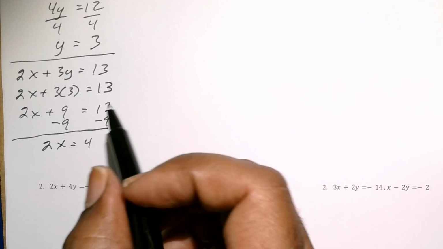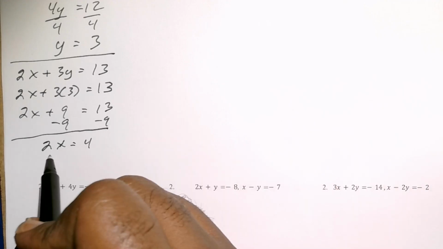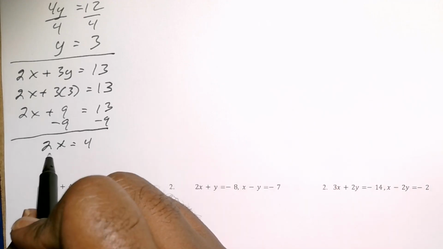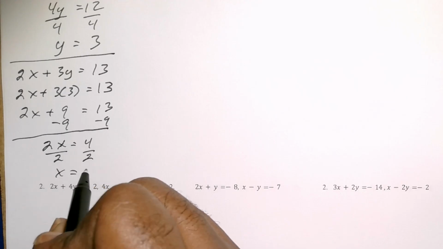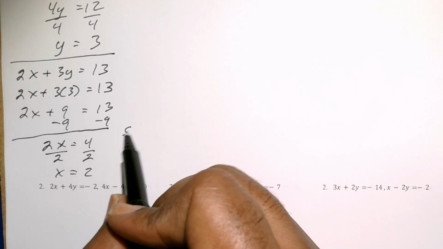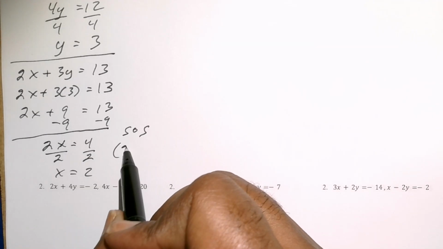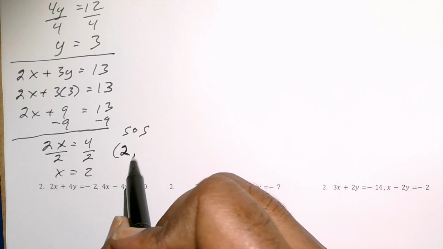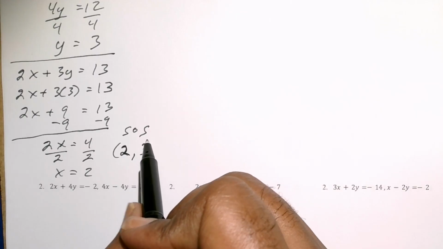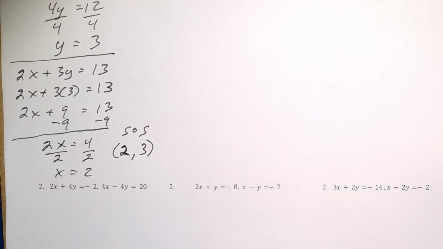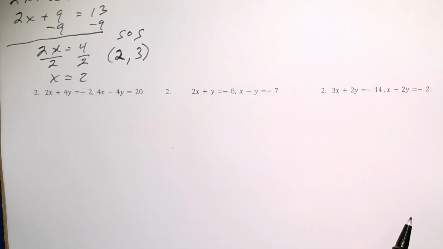And I'm going to neglect writing 2x equals 4 again because we're running out of room. So divide by 2, we get x equals 2. So the solution of our system is x is 2. It's a bad looking 2. And y is going to be 3. Okay, next system.